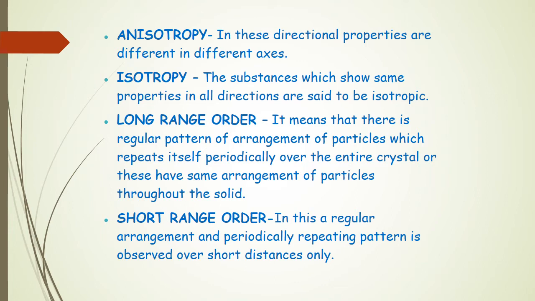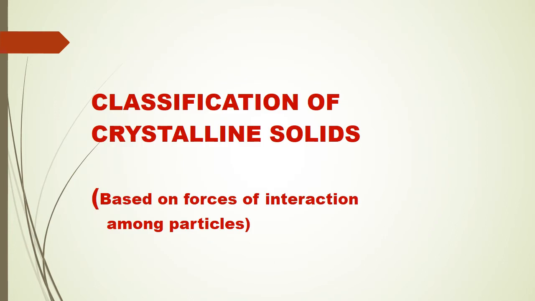Long range order and short range order. Long range order means there is a regular pattern of particles throughout the crystal. But in short range order, there is a regular arrangement of periodically repeating units observed only over a short range. Classification of crystalline solids based on the forces of interaction.